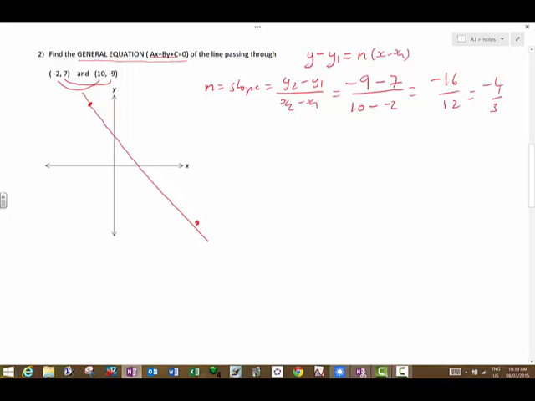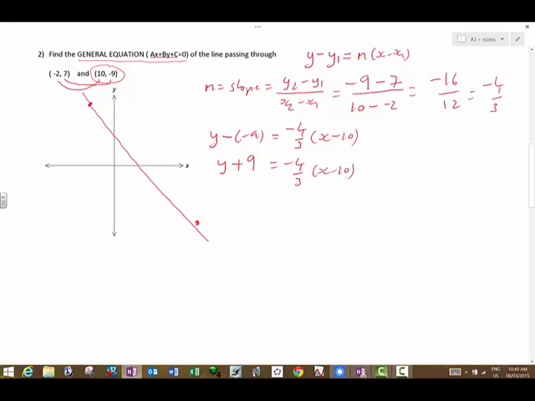Now we know the slope, we can substitute one of the coordinates into the formula. Let's use (10, minus 9). Y minus the y coordinate is equal to the slope, minus 4/3, times x minus the x coordinate. y minus negative 9 is the same as y plus 9.